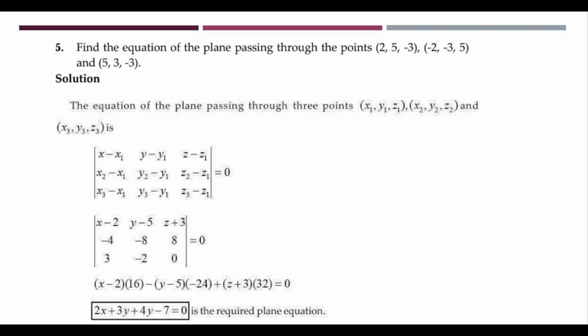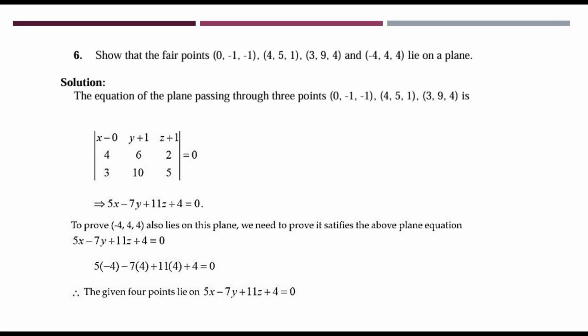Substitute these 3 points in this formula and solve this determinant. Finally, we get the required plane equation 2x + 3y + 4z - 7 = 0. Show that the four points (0, -1, -1), (4, 5, 1), (3, 9, 4) and (-4, 4, 4) lie on a plane.